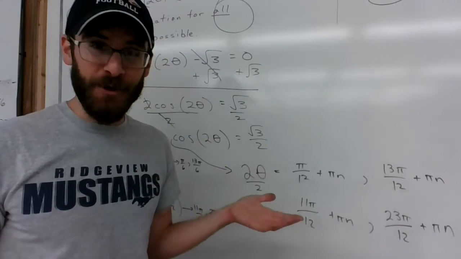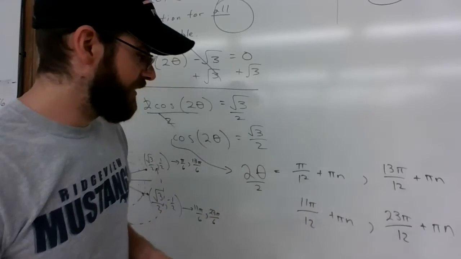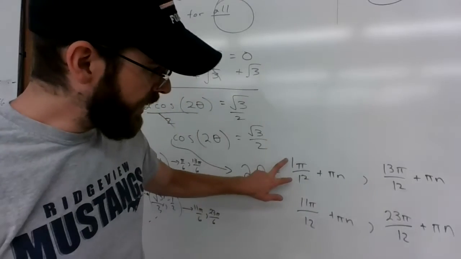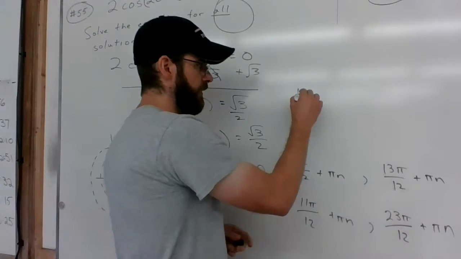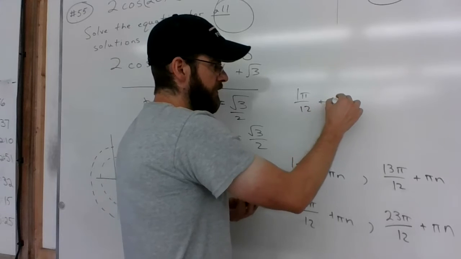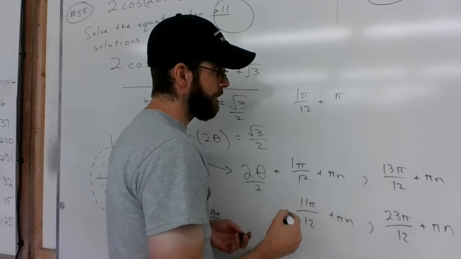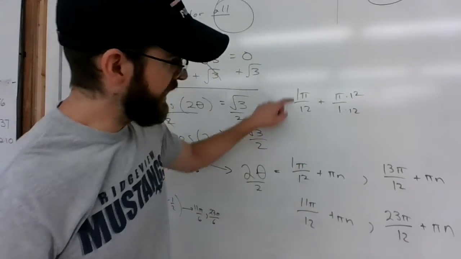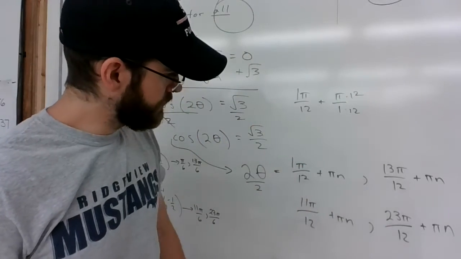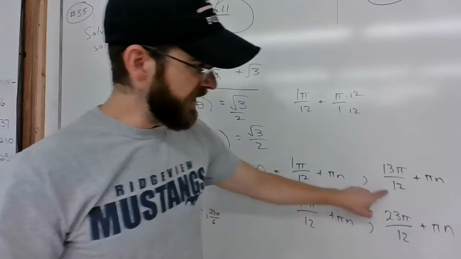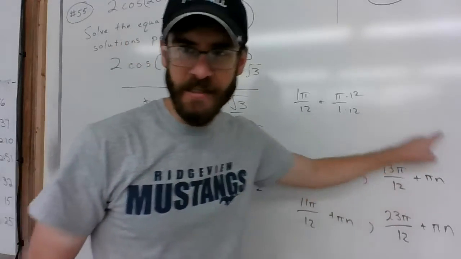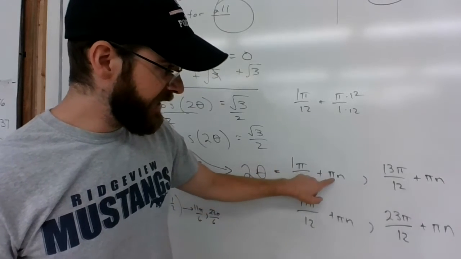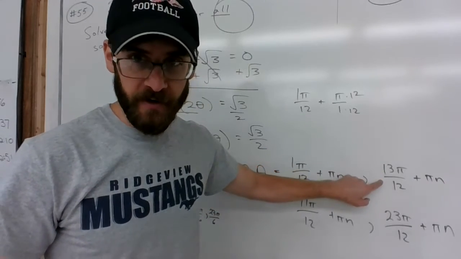Furthermore, okay, so this would normally be your solution, right? Think about this. What is 1 pi over 12 plus pi? It's 13 pi over 12. So this is sort of like an unnecessary thing to state because you've got 1 pi over 12 plus pi, which yields that solution right there.